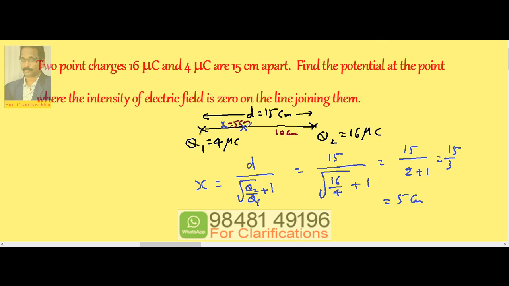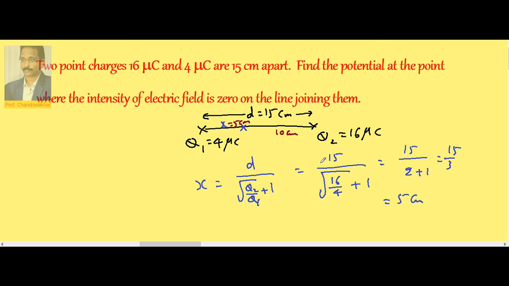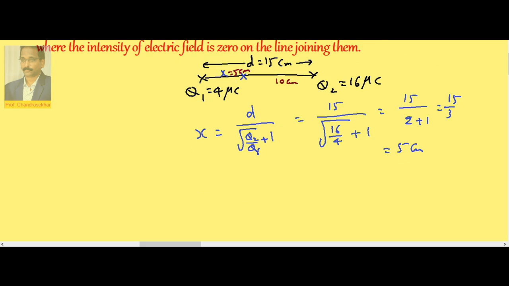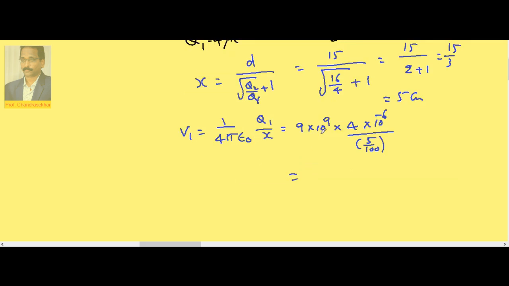Now at this point our interest is to calculate the potential. Let us say due to Q1 it is V1. So V1 is equal to 1 by 4 pi epsilon naught times Q1 by x. So this value is 9 into 10 to the power of 9 into 4 into 10 to the power of minus 6 by 5 centimeter, 5 by 100. If I simplify this, 9 into 4, 36 by 5 into, take this 100 to the numerator, 10 power 9 plus 2, 10 power 11, remaining 10 to the power of 5 volts.